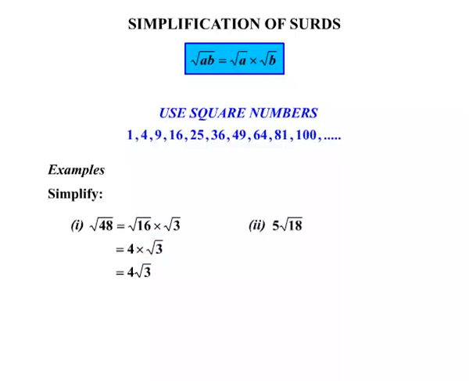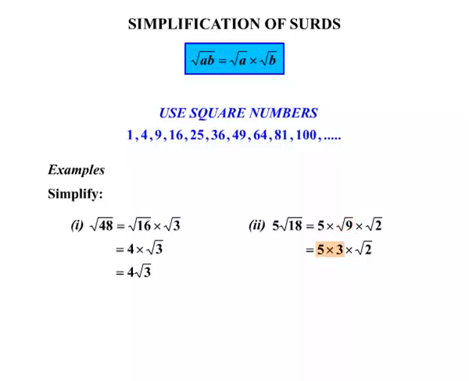Example 2, we've got to simplify 5 root 18. Now that 5 is a whole number, we can just write that down, and it's multiplying by the root 18. Again, we look at our list of squared numbers and think, what goes into 18? Well, 9 goes into it twice, so we can write that the square root of 18 is root 9 times root 2. Now that root 9, we're going to replace with a whole number 3. So we have 5 times 3 times root 2.